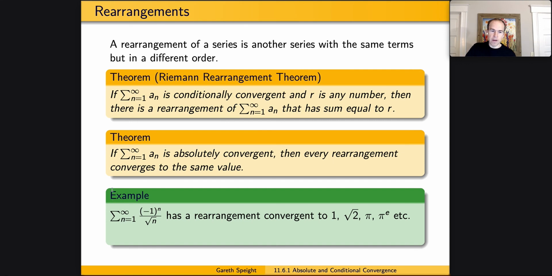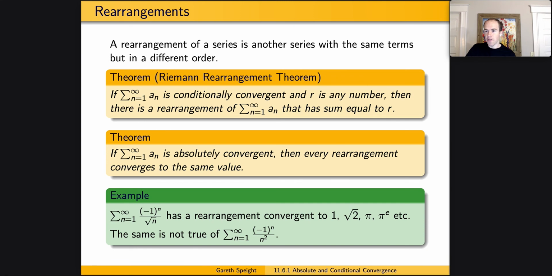Just as an example, we said a couple of slides ago that the sum of negative 1 to the n divided by square root n is conditionally convergent. We don't know what it converges to in the original order, but you could rearrange it so that it converges to 1, or a different rearrangement where it converges to square root 2, or one where it converges to pi. For any number you want, there is a rearrangement, though you might need lots of different rearrangements for lots of different numbers. On the other hand, we said the sum of negative 1 to the n divided by n squared is absolutely convergent. Whatever you rearrange it to, you're always going to get the same value.